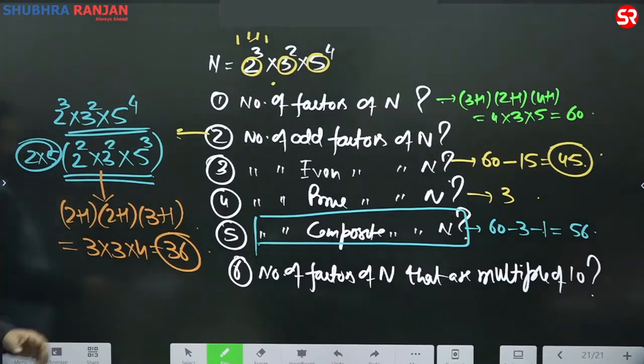Take 10 out, and whatever number is left inside, find the number of factors of that number. Important.